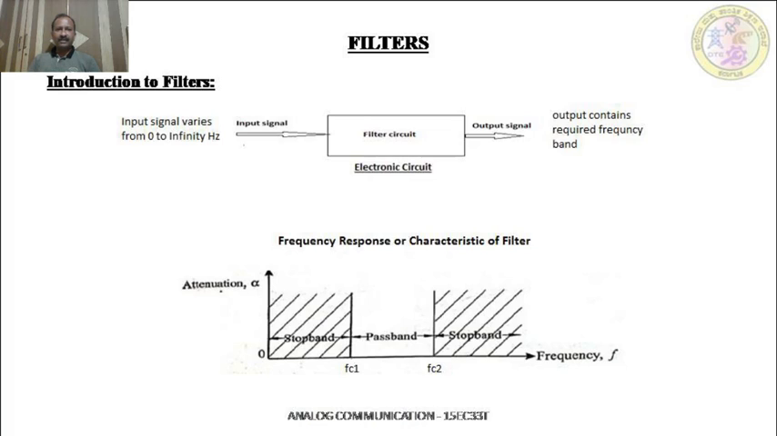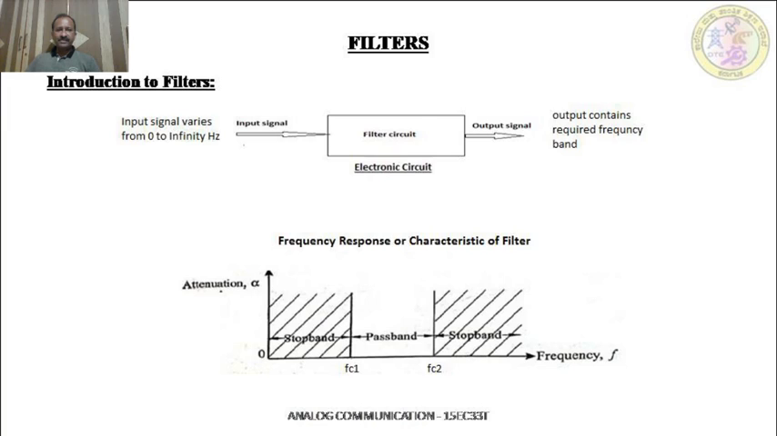graph of a filter. Now you can see here, on the x-axis frequency is plotted, and on the y-axis you are plotting attenuation. In some filters you are going to plot gain also. This resultant graph you are going to call a frequency response. Here we plotted the frequency response of a band pass filter.